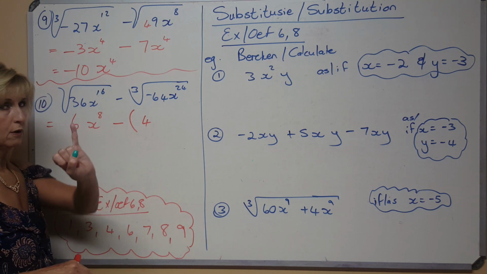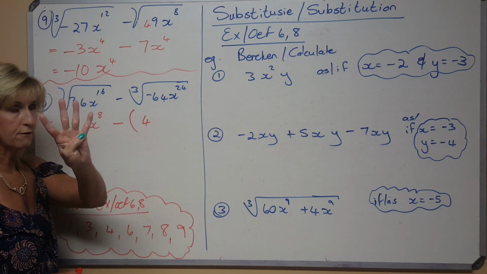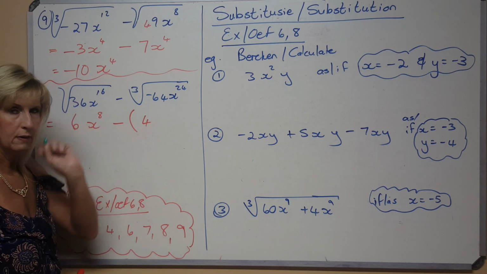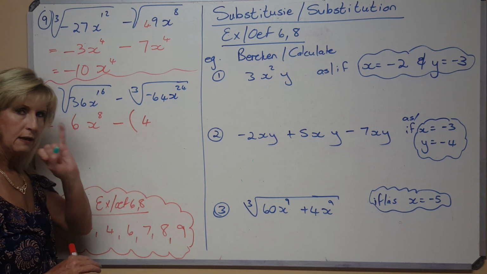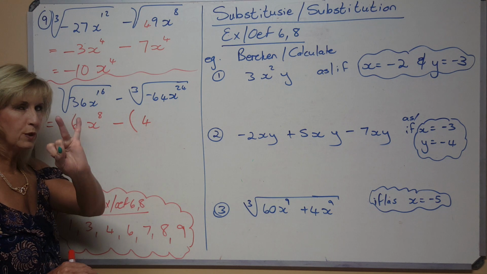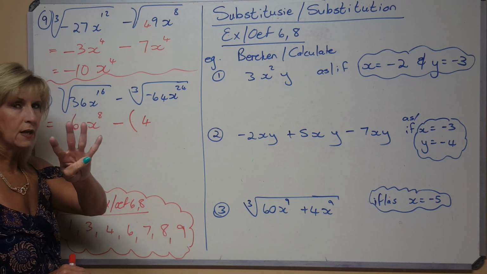Because cubes are 1, 8, 27, 64. Try to get them into your brain. Try to know your cubes. 1 to the power 3 is 1. 2 to the power 3 is 8. 27. 64.